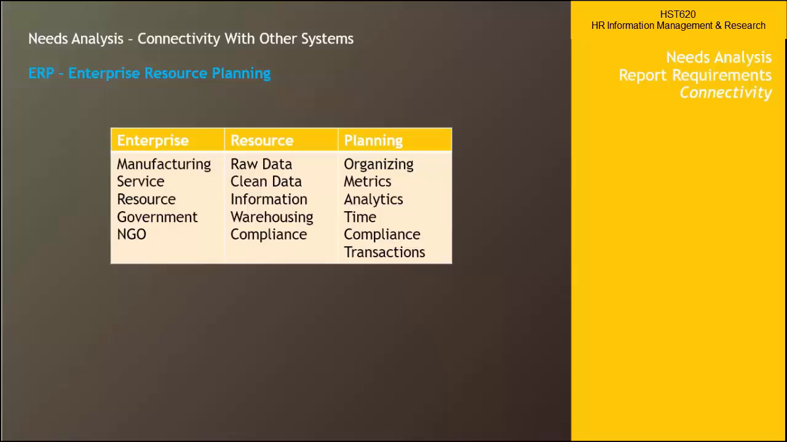So an enterprise has a resource called data, and planning means you're using it for a purpose. Metrics, analytics, time management, compliance, whatever it might be. Don't worry too much about what all those words mean. But when you plan, coordinate for the use of data across the organization versus every department having their own little thing, that's called ERP. Now, the way it works is you start off by identifying every system throughout your organization.